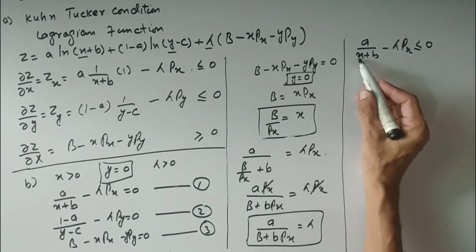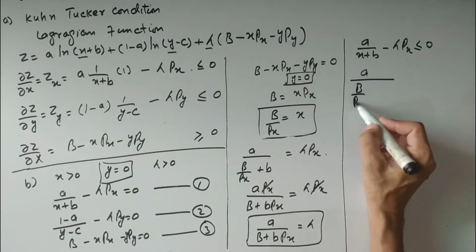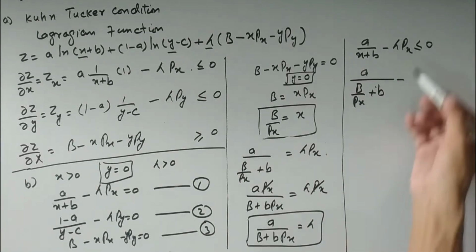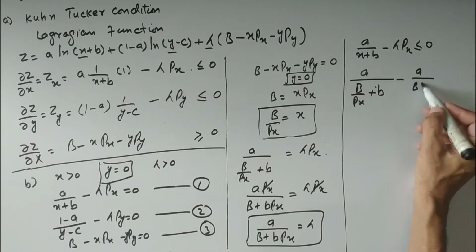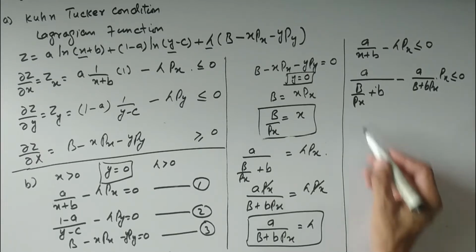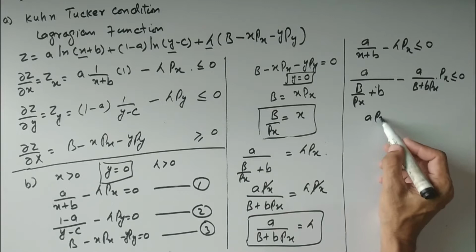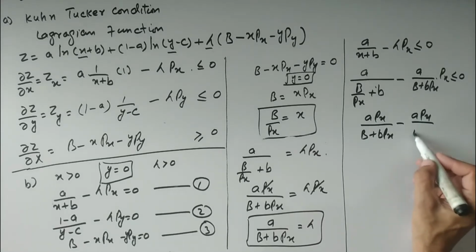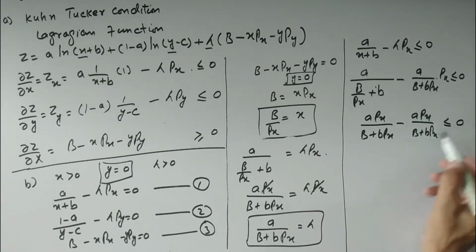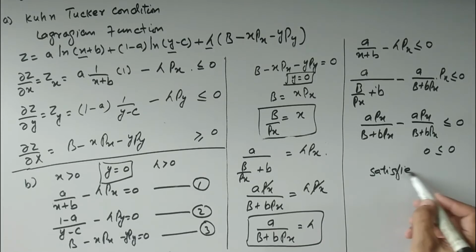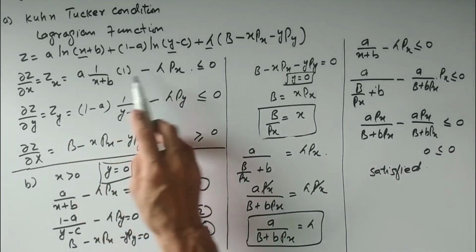We have to put the values of x and lambda. A upon, what is the value of x? That is here b upon p of x plus b minus, here is the lambda, and this will be the value of lambda we have to put in. A upon b plus b p of x into p of x less than equal to 0. So I can write it here a p of x upon b plus b p of x minus a p of x upon b plus b p of x less than equal to 0. So this will be 0 less than or equal to 0, so the condition is satisfied. So our first constraint, that is partial derivative zx, is satisfied.